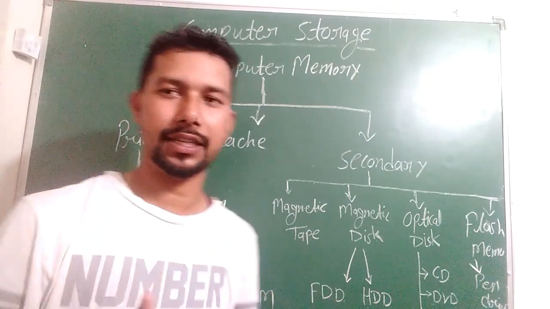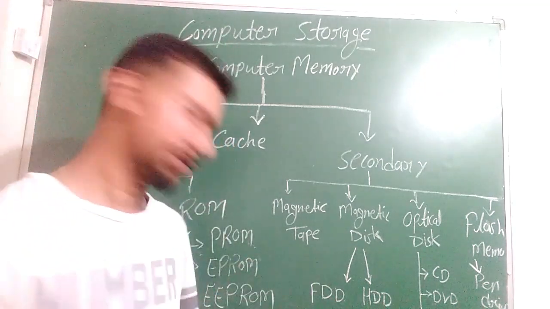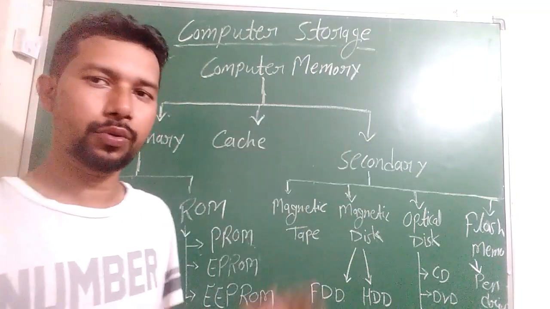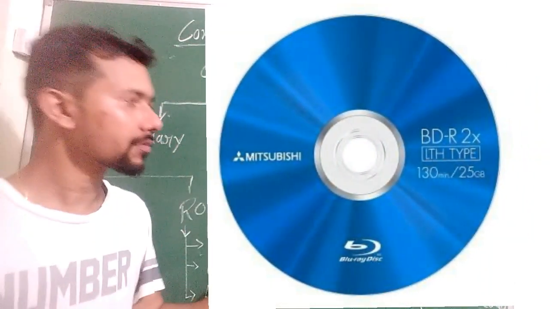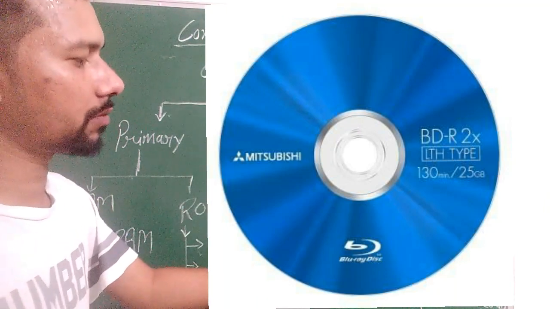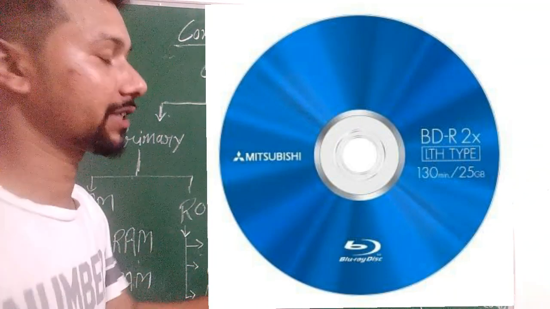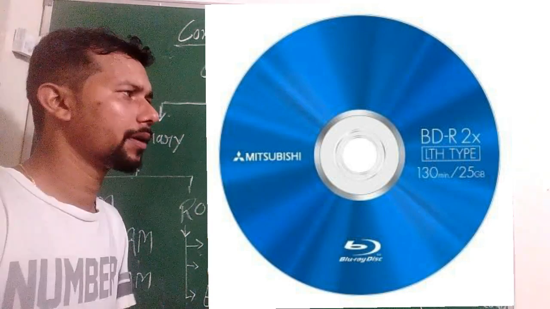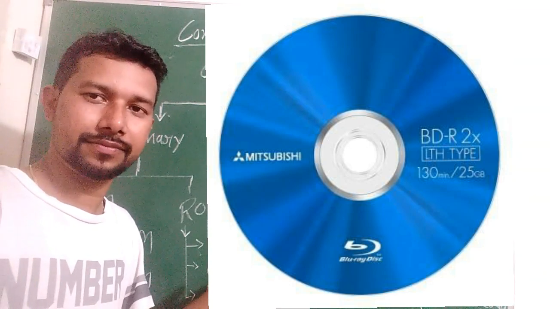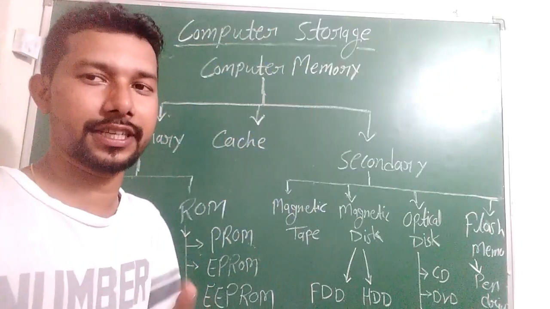So after this disadvantage, we come to the next, BRD, Blu-ray disc. Blu-ray disc is a high quality optical disc. It stores more data as compared to CD and DVD, and also allows a maximum number of times of formatting. Formatting means changing the data.